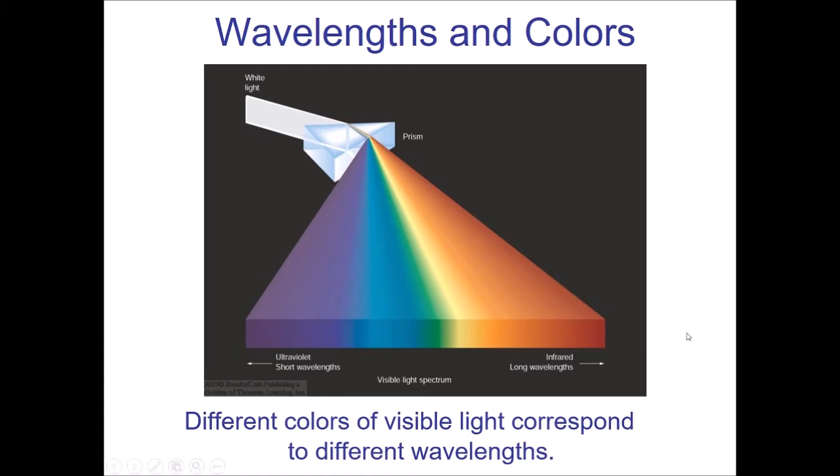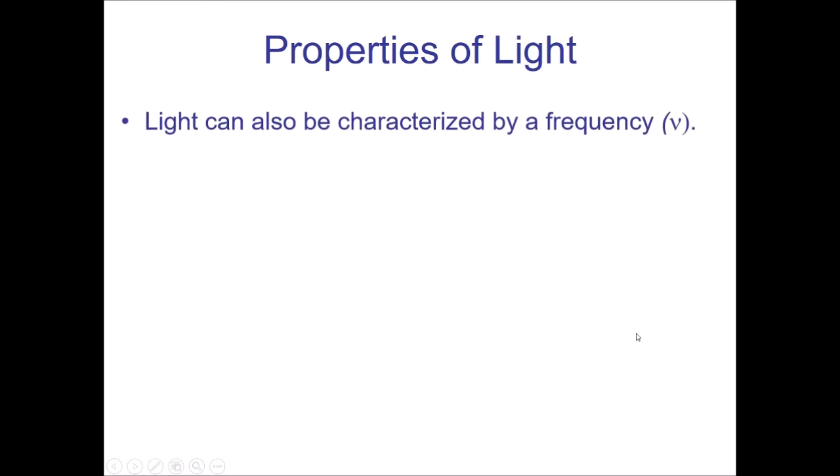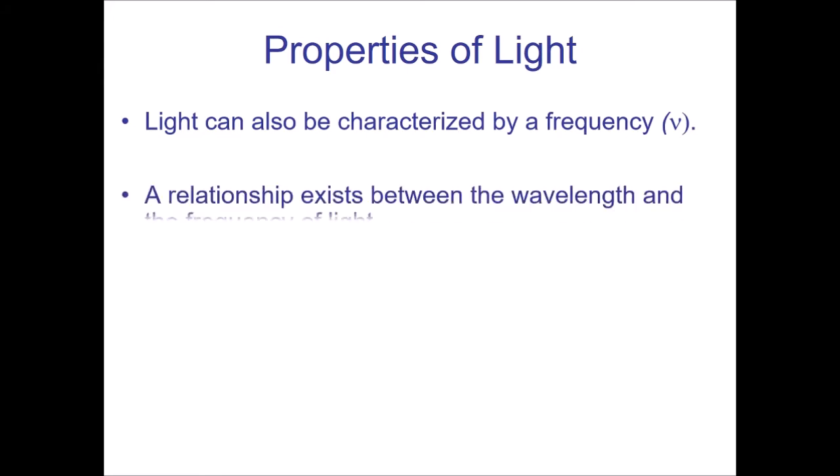Same thing on the right. If we could see beyond here, we would see infrared wavelengths. So we can also characterize light by another wave property called frequency, although in this class we don't typically refer to frequency very much. It's easier to talk about wavelengths.